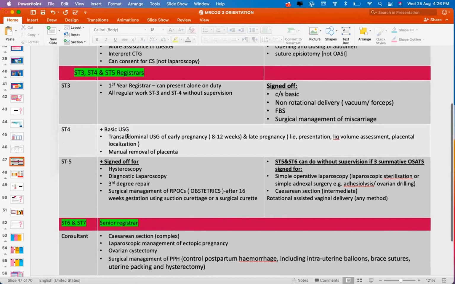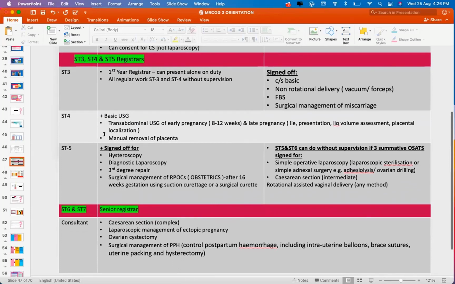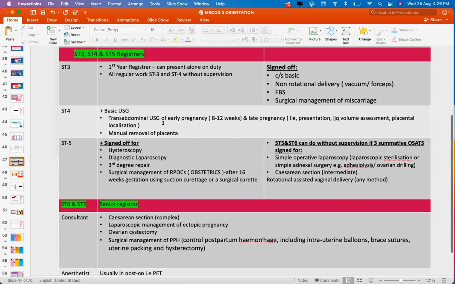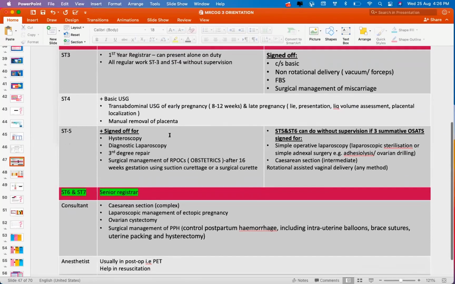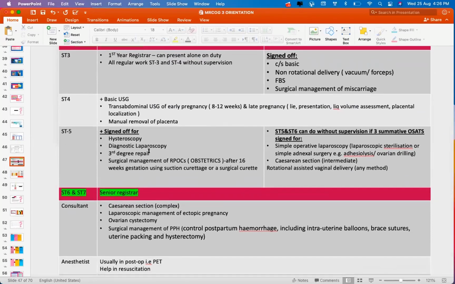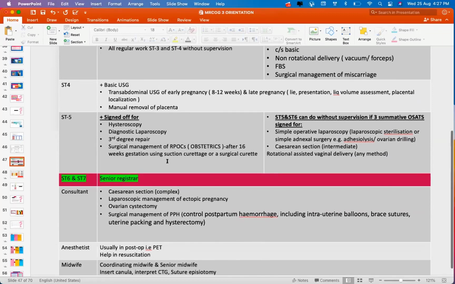At the level of ST4, they should be competent, or should learn, or should have an OSAT signed off for basic ultrasound, trans-abdominal ultrasound, 8 to 12 week early pregnancy ultrasound, and they should be able to perform the manual removal of placenta. At the level of ST5, they should be signed off for hysteroscopies, diagnostic laparoscopies, third-degree perineal tears, surgical management of RPOCs after 16 weeks of gestation using suction curettage or surgical curettage. So by the end of their ST5, they should be competent to perform all these procedures.